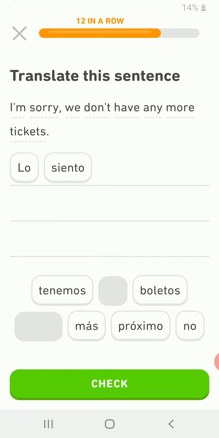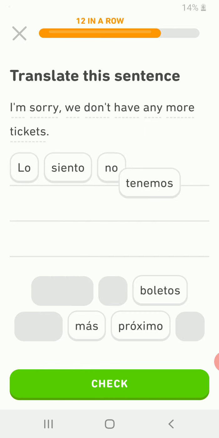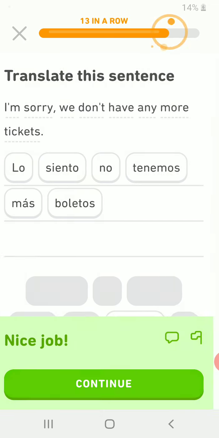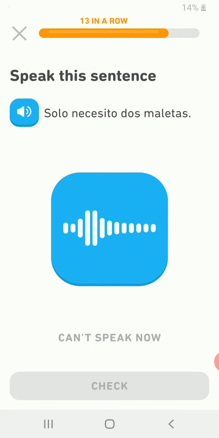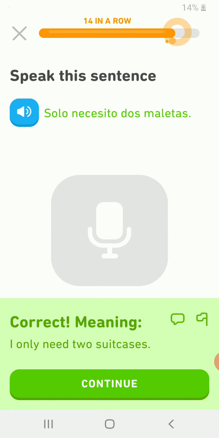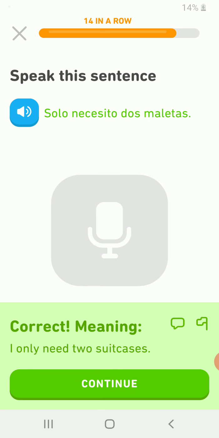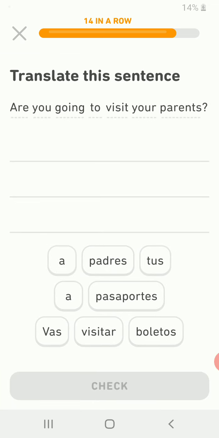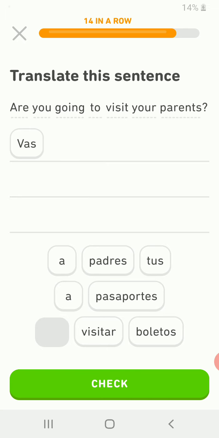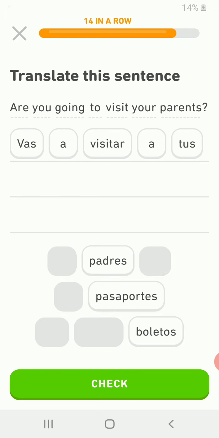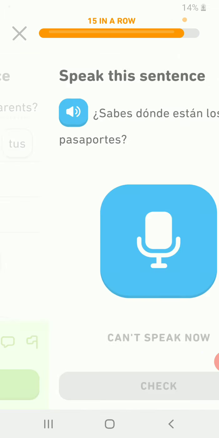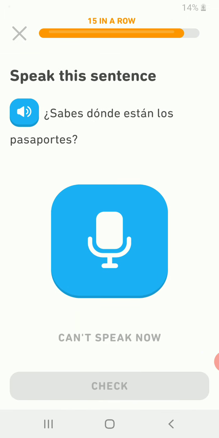We don't have any more tickets. No tenemos más boletos. Solo necesito 2 maletas. I only need 2 suitcases. So, are you going to visit your parents? ¿Vas a visitar a tus padres? ¿Sabes dónde están los pasaportes? Do you know where the passports are?